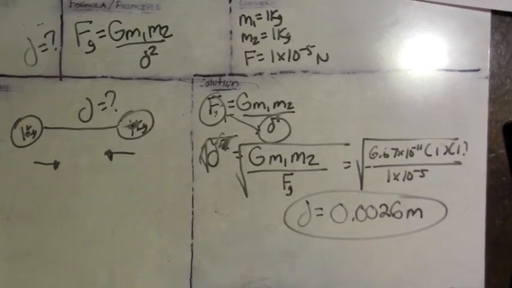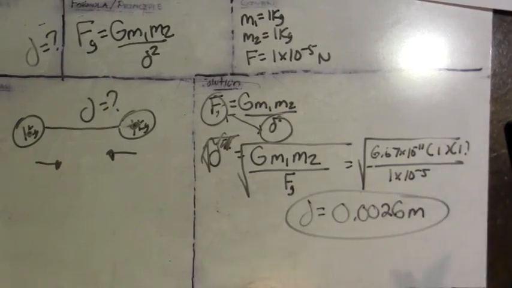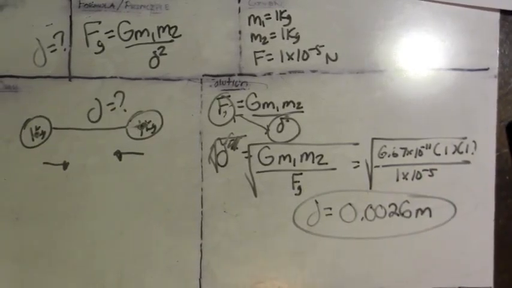So you're looking at very, very, very small forces for gravity for everyday objects. The only time you get large values is when you talk about things like planets and stars and so forth.